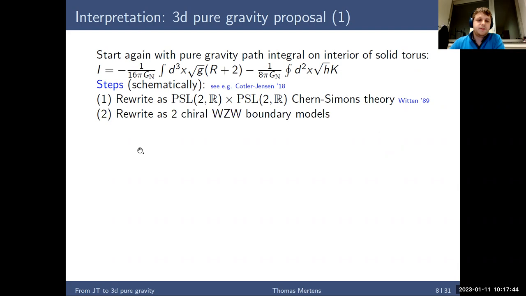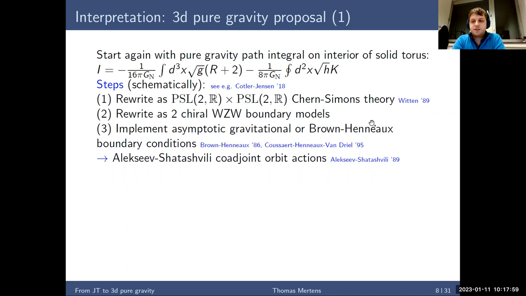Now, both of these Chern-Simons theories, because we're studying the interior of a torus, you can rewrite both as chiral WZW models living on the boundary. And then as a third step, we need to implement suitable boundary conditions. These come from the fact that we're studying asymptotically AdS spaces, so we have asymptotic gravitational boundary conditions, or Brown-Henneaux boundary conditions, and they allow you to reduce these chiral WZW models to the so-called Alekseev-Shatashvili coadjoint orbit actions for the Virasoro group.